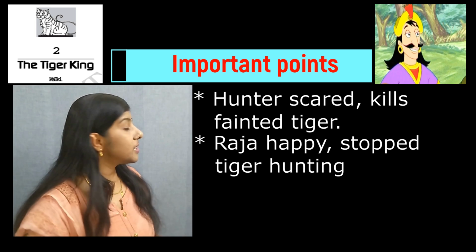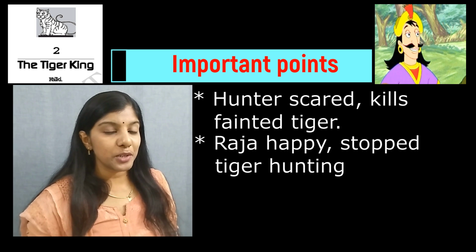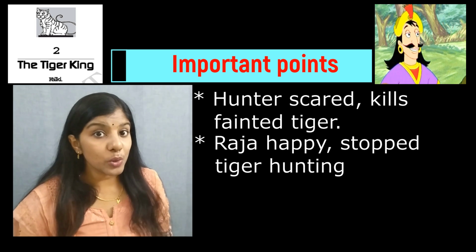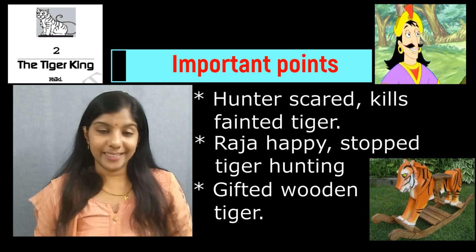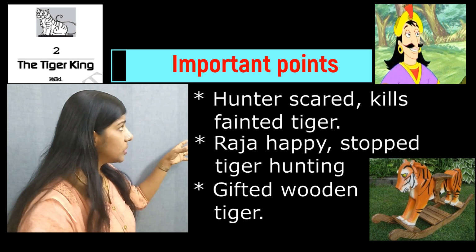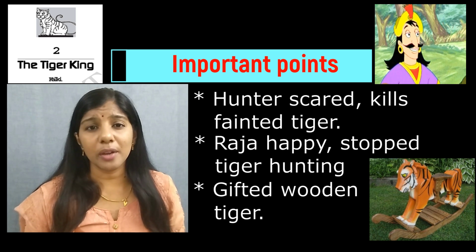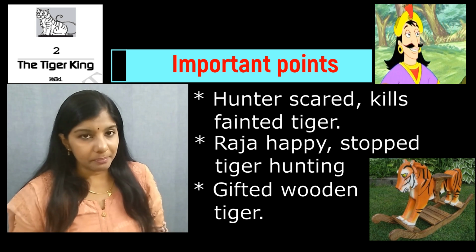To celebrate Maharaja's son's third birthday, Maharaja decided to give him a special gift. And do you know what that special gift was? Maharaja bought a wooden tiger for his son. This wooden tiger was actually a cheap wooden toy made by some unskilled carpenter.